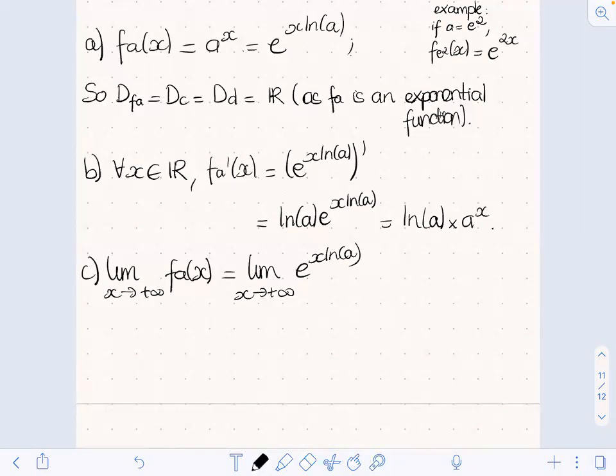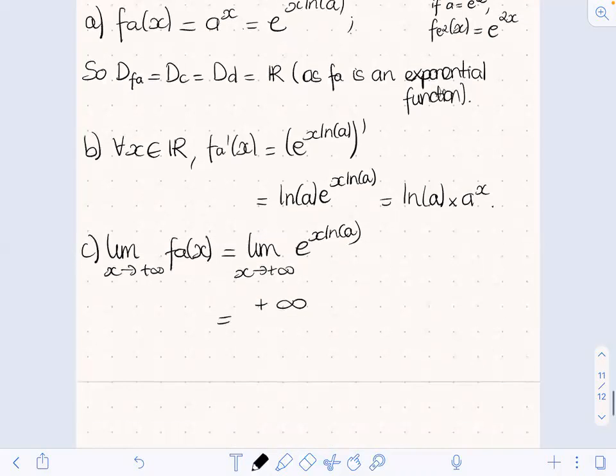It depends on ln of a. If ln of a is positive, then it goes to plus infinity. If it's negative, it goes to 0. Absolutely. So it will go to plus infinity if ln of a is positive, so in particular, if a is greater than 1.